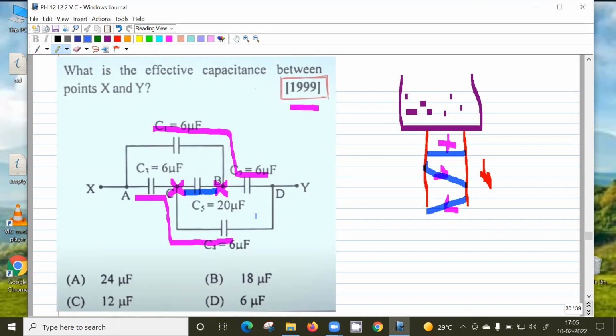So one way to look at it is to see that there are two paths from the initial point to the final point. These are the two points, and there is a connecting branch which is touching these two paths. So whether charge will flow in this branch, that you have to figure out.